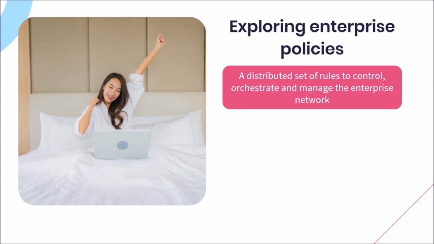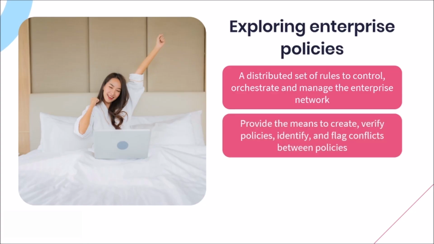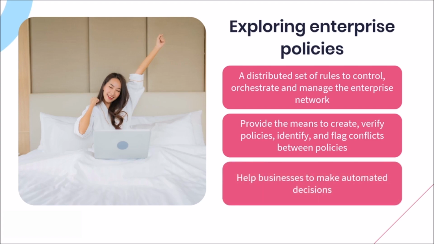In the case of an enterprise network, these rules are used to control, orchestrate, and manage the enterprise network. In large businesses, these rules provide the means to create, verify policies, identify, and even flag conflicts between policies. These policies go a long way to helping businesses make many automated decisions within their network.